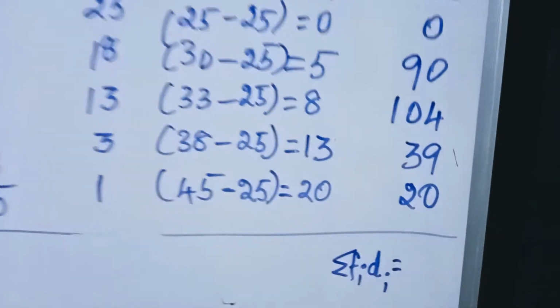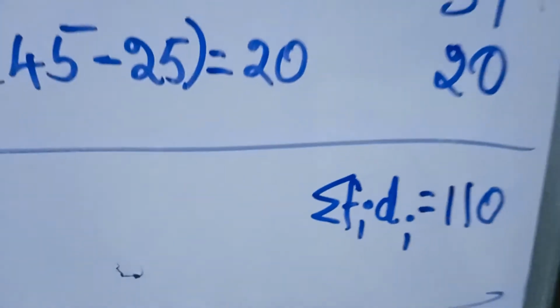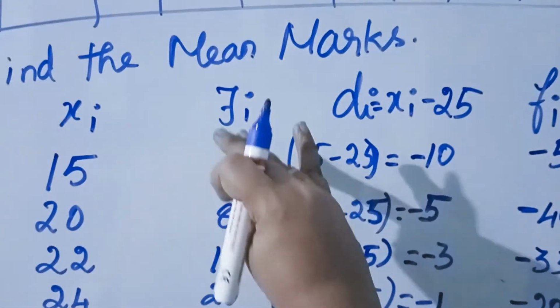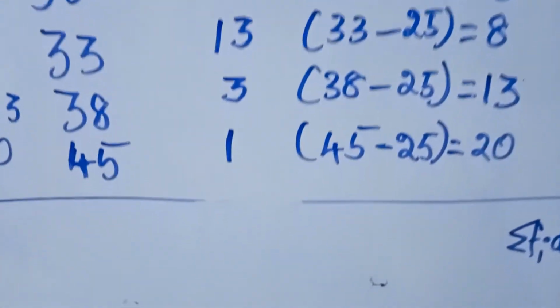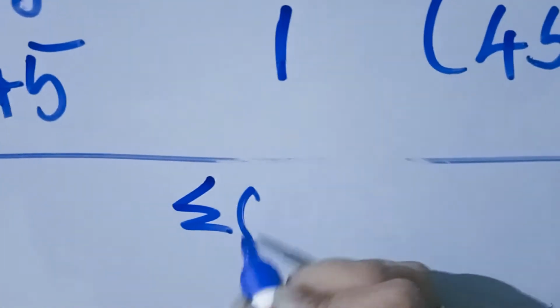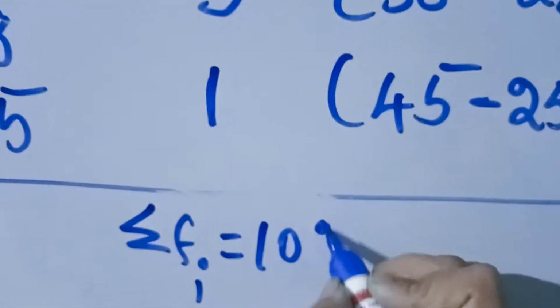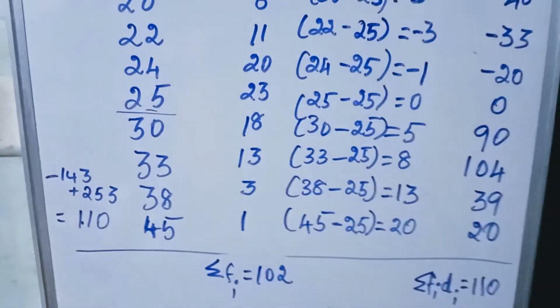So I am going to write sigma fi di here, 110. Next I am going to find sigma fi. That means you have to add all these fi values. If you add these numbers, the answer is sigma fi equal to 102. Now I am going to apply the formula.